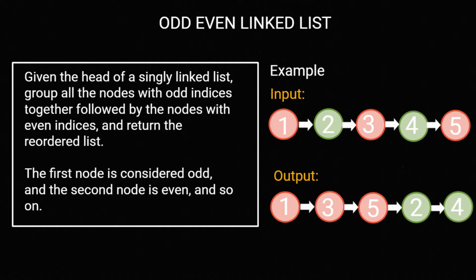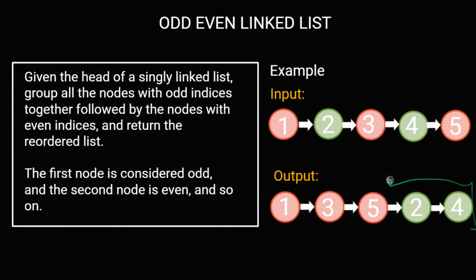So here's an example of a linked list that we have. We have an input of 1, 2, 3, 4, 5 right here, and then we have an output of 1, 3, 5, 2, 4. So the nodes in red are odd nodes, and the nodes in green are even nodes. These are even, and these are odd. 1, 3, and 5. And then we should group all the odd nodes together. And as you can see in the output, we just group them 1, 3, 5. And then we just group the even nodes together, 2 and 4.